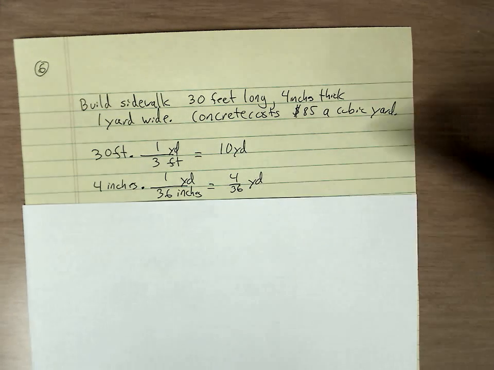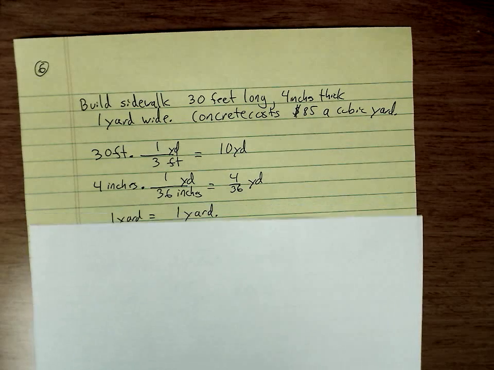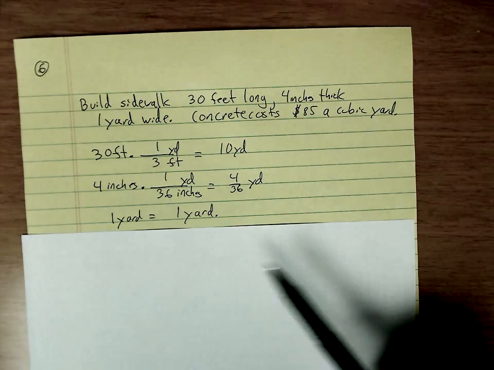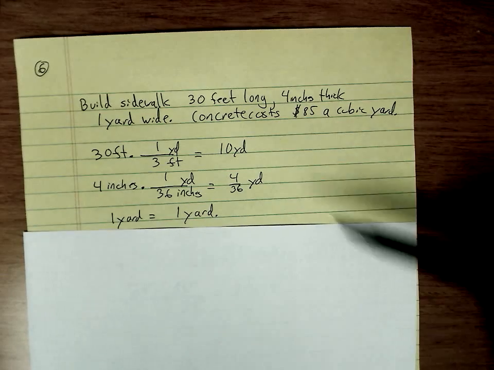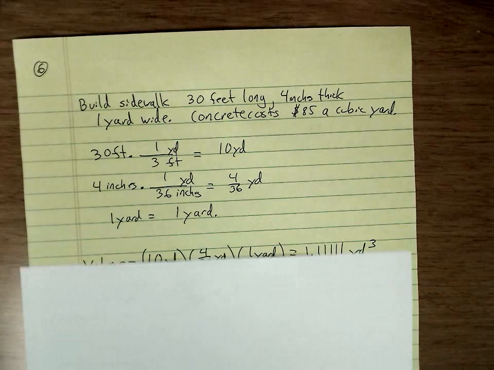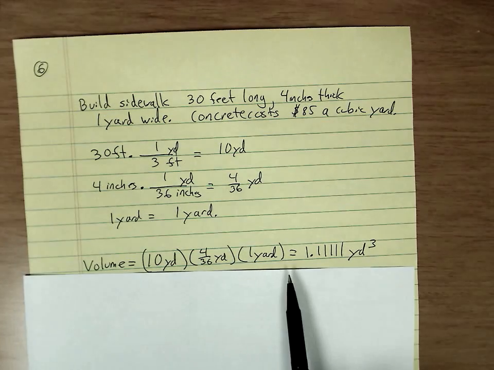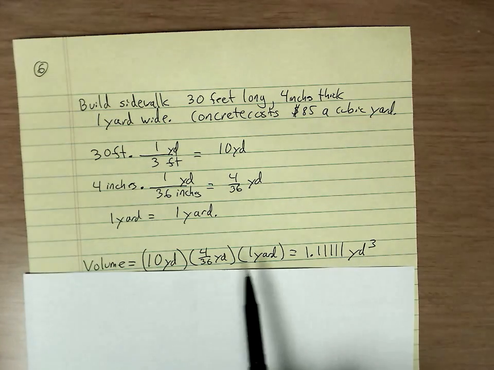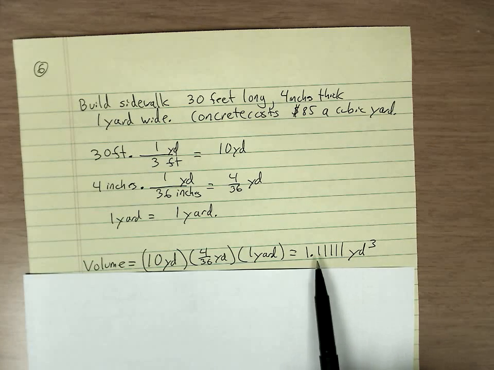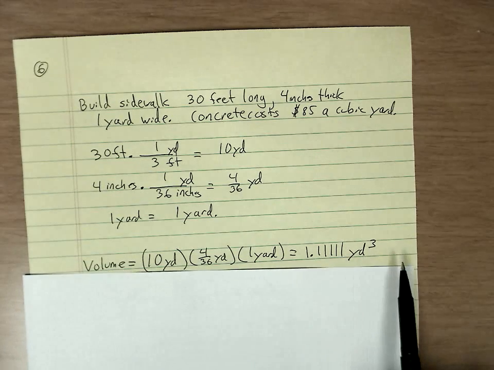You could turn this to decimal or reduce the fraction, but for our purposes in this problem, it won't really matter. 1 yard is 1 yard, so no conversion necessary. And we have all 3 dimensions now turned into yards. Volume is length times width times height. So we multiply all 3 together, keeping the units. Yard times yard times yard is yard cubed. And I get 1.1 repeating forever.